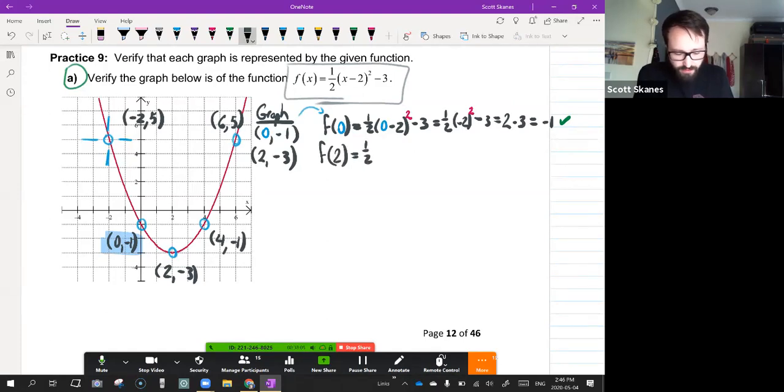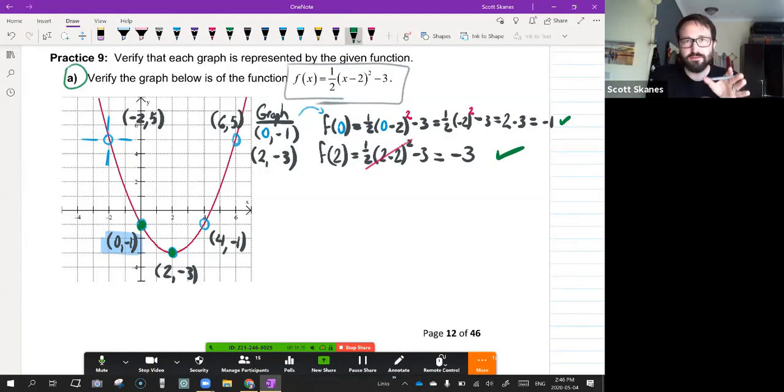That's 1/2 times (2 minus 2) squared. That's a really nice one. It'll cancel entirely. Minus 3. So that will all cancel. You can try it yourself on the calculator. It comes out to 0, and that's negative 3. So right away, 2 and negative 3: when I put in 2, I get negative 3. That is confirmed. That does work. So far, I've got this point checked on the graph, and I've got this point confirmed.